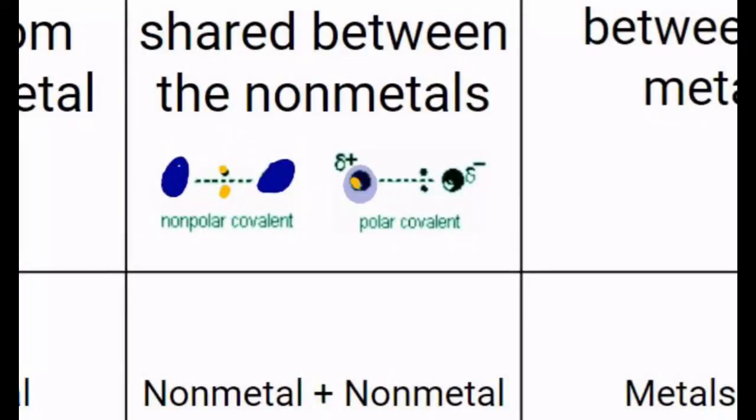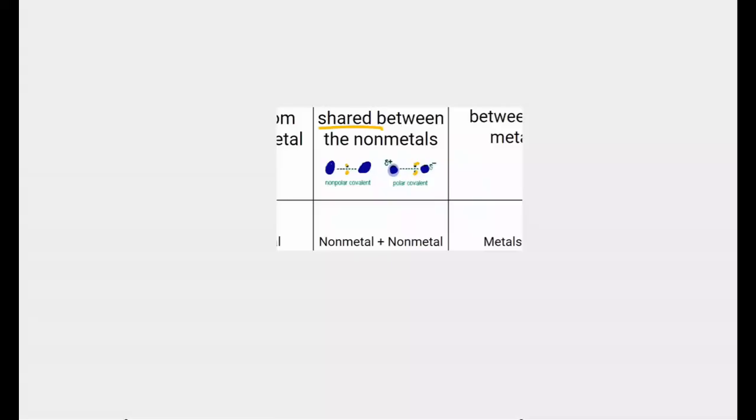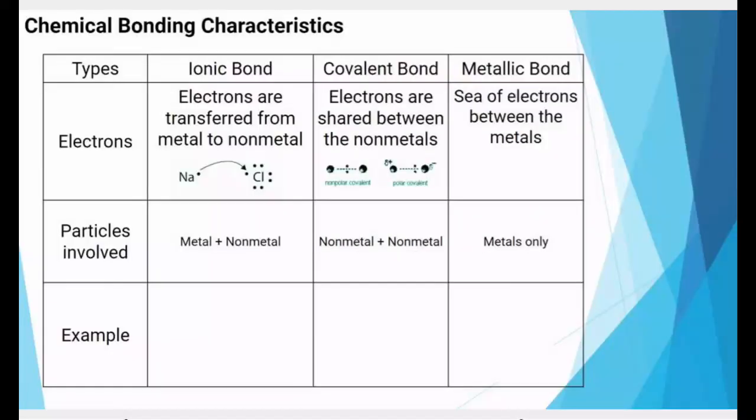This polar covalent example here, I have those same two atoms. If I could draw, they would be the same. But here my electrons are closer to one than the other. So one of my atoms is stronger, has a stronger pull, but not strong enough to completely steal the electrons. They're still being shared between those nonmetals, just maybe not shared perfectly equally.